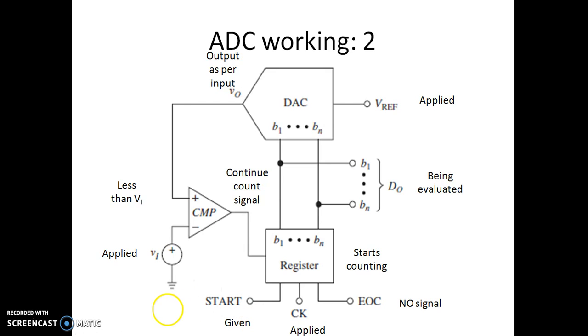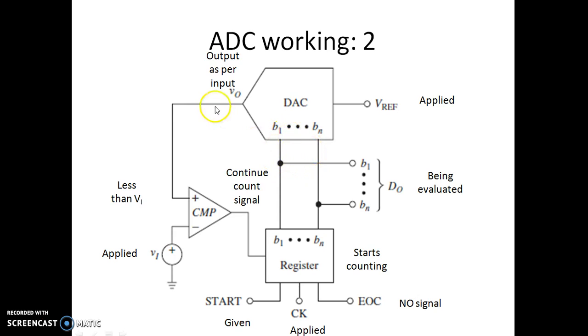Once I give the start signal here, you can see the start signal is given, the clock is applied, and there is no EOC signal obtained yet. Since the start signal and the clock are given, this starts counting. This is a binary counter. Assume that it now goes from 0000 to 0001. Once that is 1, the applied reference voltage will give an output voltage as per the digital value here.